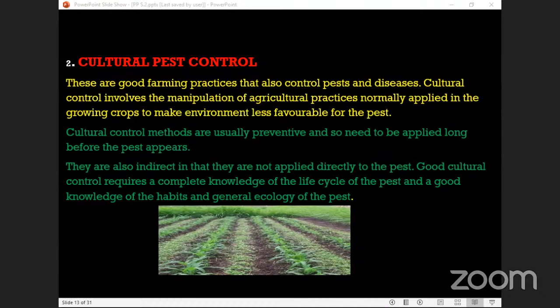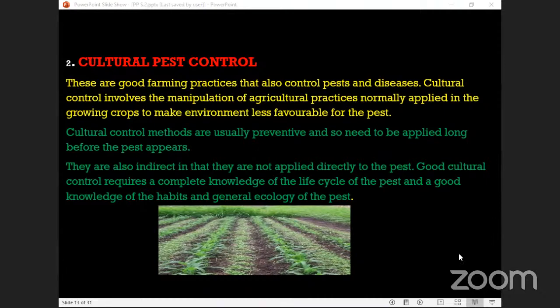In simple terms, crop rotation is the growing of different types of crops on the same piece of land, season after season. Meaning, when you plant cassava today, next time you don't plant cassava, plant maybe groundnuts or maize. It is important in a way that it enables elimination of pests, because the pests that attack cassava may not be the same pests which attack the maize.